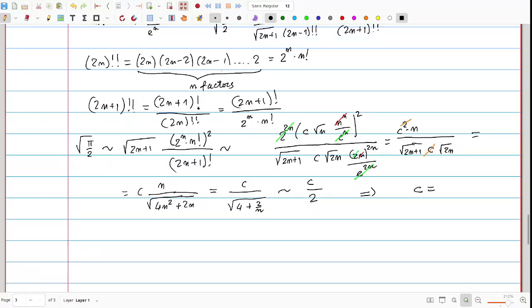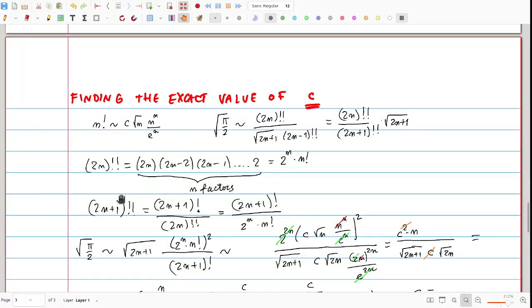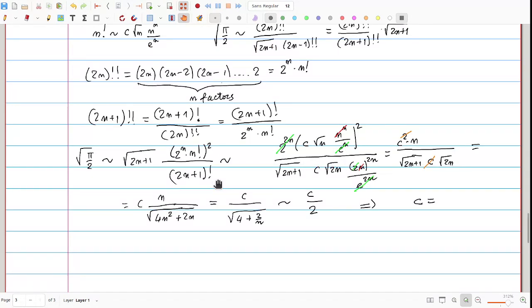finally C is equal to, this was asymptotic to the square root of pi over 2, and so 2 times the square root of pi over 2, which is the square root of 2 pi. And this concludes, because this was the missing piece. So we find the Stirling approximation: n factorial is asymptotic to the square root of 2 pi n, times n to the power n divided by e to the power n.